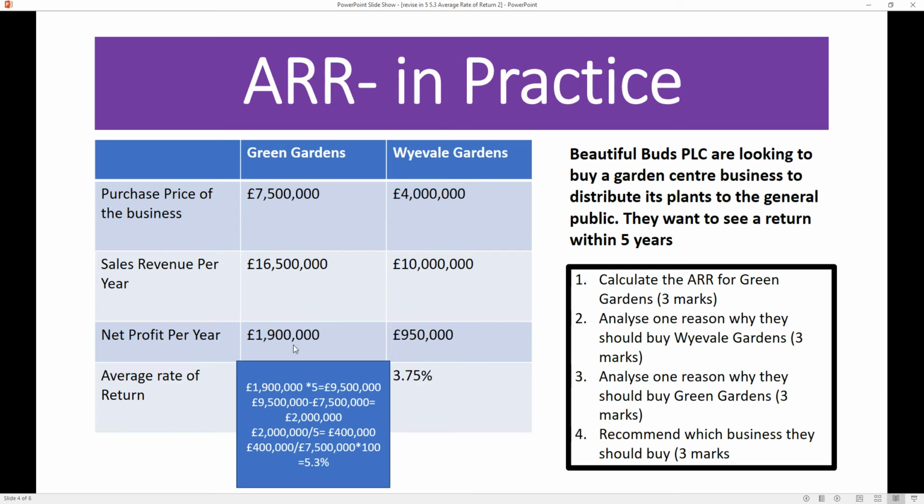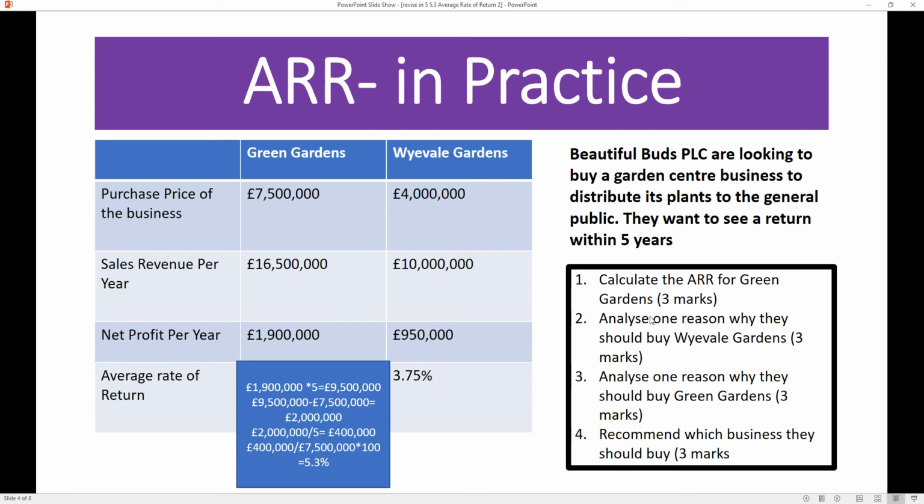So each year, this business is going to give you £400,000 of profit on average, okay? And then you can apply the formula. So average rate of return, so average annual profit divided by the cost of investment times 100 is going to give us an average rate of return of 5.3%, okay? That is obviously higher than Wyvale Gardens, and if I was Beautiful Buds, I'd probably invest in Green Gardens because they provide a higher rate of return, okay? So that sort of answers question 3 as well.